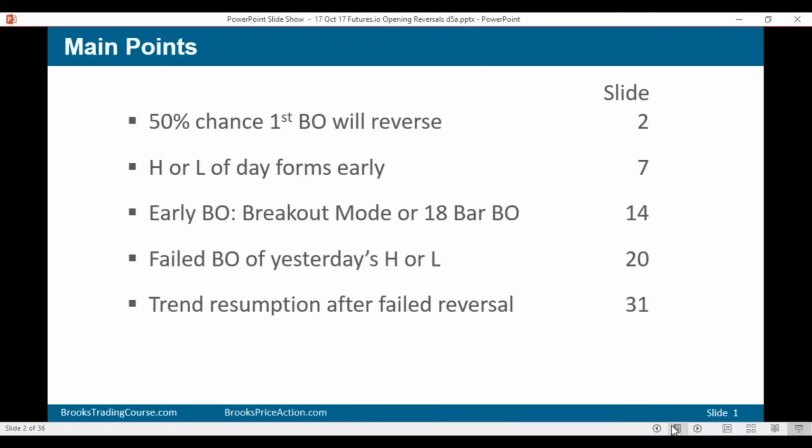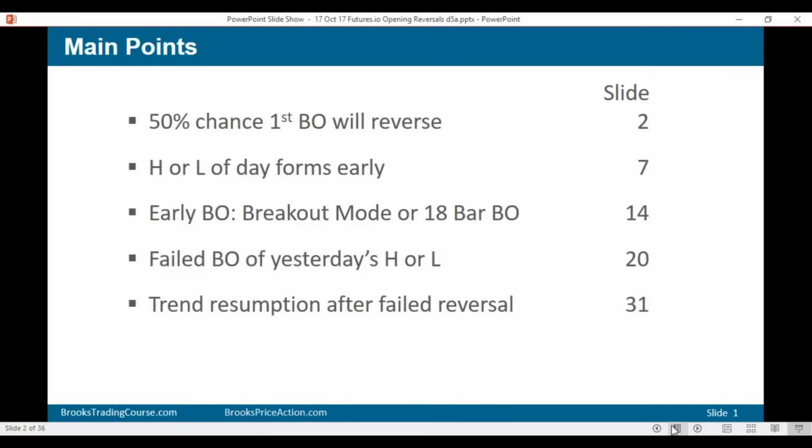Also, day traders know that the high or low of the day forms early in the day. By 8 o'clock California time, 90 minutes into the day, there's a 90% chance that either the high or the low of the day already exists. And that's important to know because it helps you with your trading throughout the rest of the day.